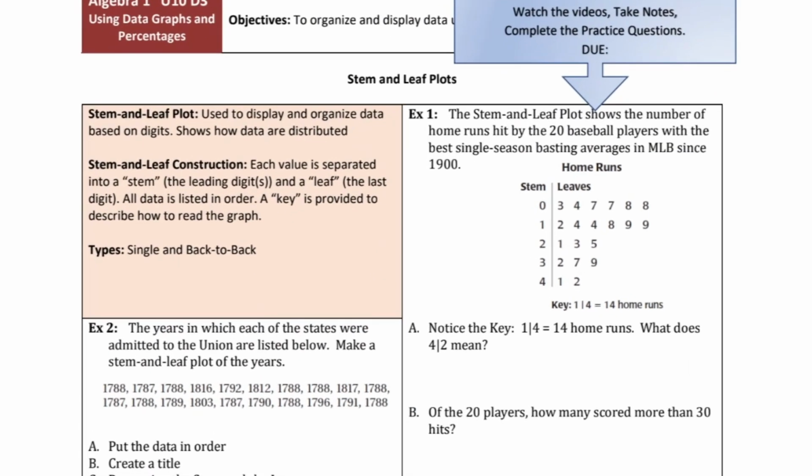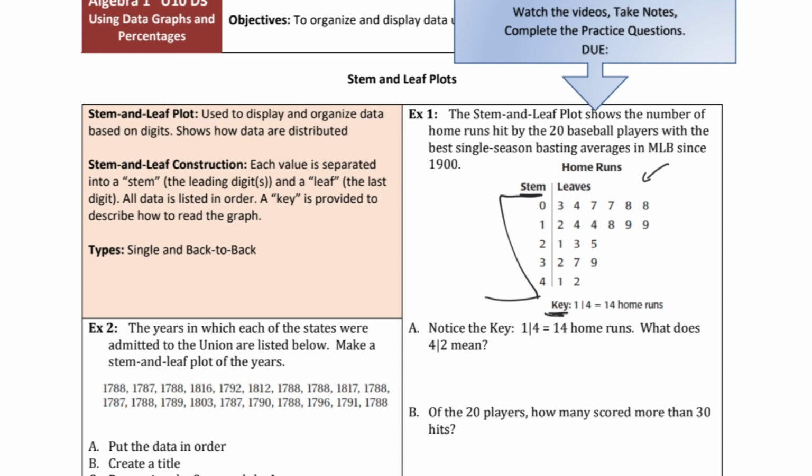Stem and leaf plots are used to display and organize your data based on digits. These also give us a great idea of how the data is distributed just using visualization. When you construct a stem and leaf plot, each value has to be separated by a stem. The stem is on the left-hand side, as you can see in example 1, and the digits on the right-hand side are called the leaves or the leaf.